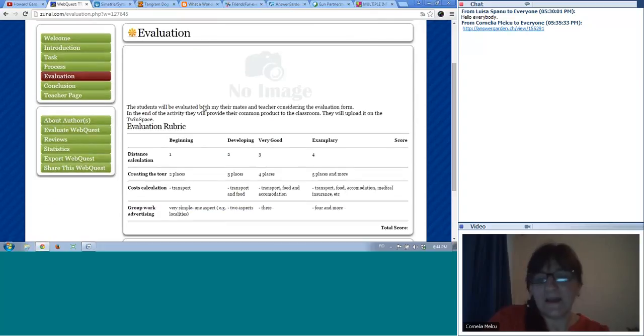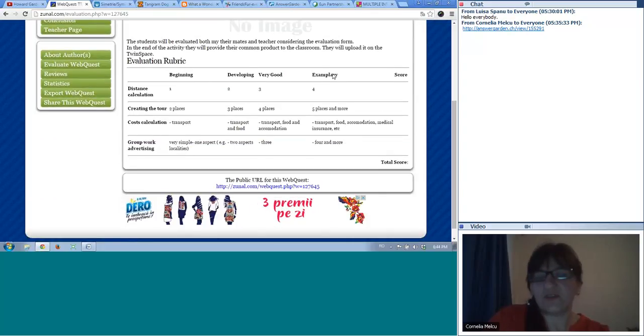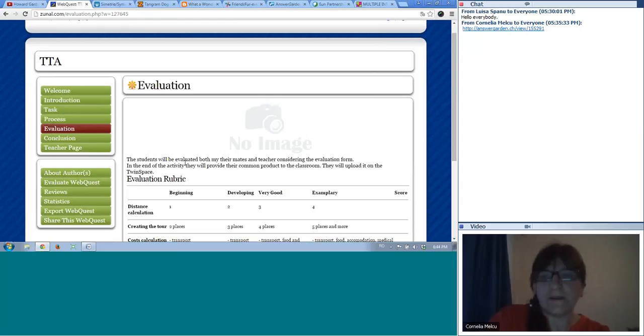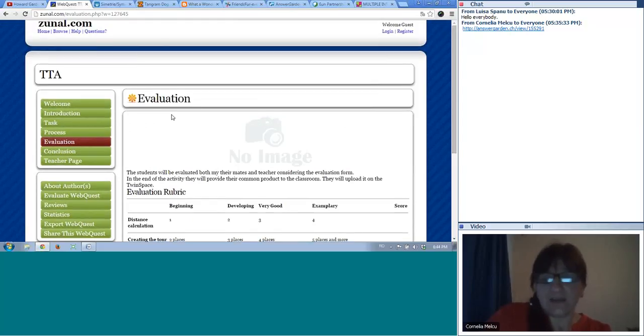Evaluation. And you have here a grid for evaluating the students' work, so that is very good. I kindly invite you to use this tool because I know it works and it is very pleasant for the children, and they like to work on it.